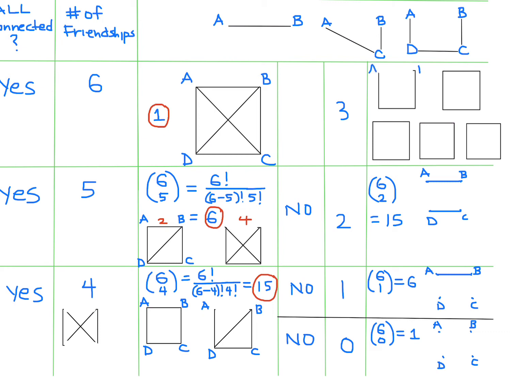If this is A, this is B, this is C, and this is D, is everybody connected? Think about it and let me know. And the answer is yes, they are, right? Because you can get from A to D, A to C, A to B in any sort of path like that. So there's 4 of these guys.